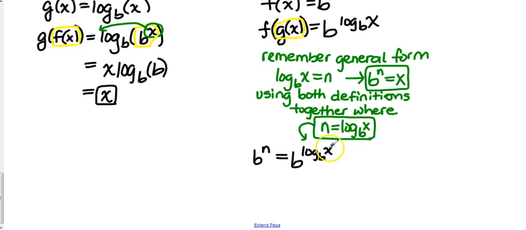But I know from here, remember these are all connected, what I just wrote here is practically this, just written the other direction. But b to the n is also equal to x, which means this has to equal x.